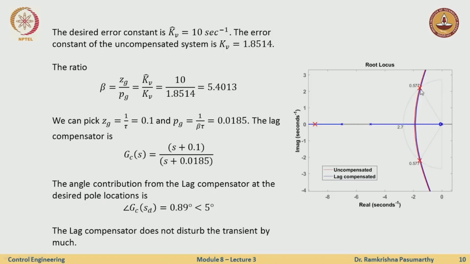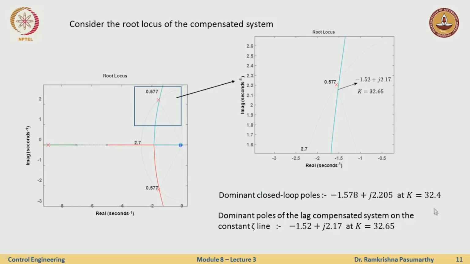So what we would see from this plot is that the original gain of 32.4 would not work, because it does not really lie on the root locus. The root locus has moved slightly. So what is the new gain K that we would choose? One method is to fix the constant zeta line, see its intersection with the new root locus, which is slightly shifted to the right, and then compute the new gain, and that would turn out to be 32.65. So that is what we would do here.